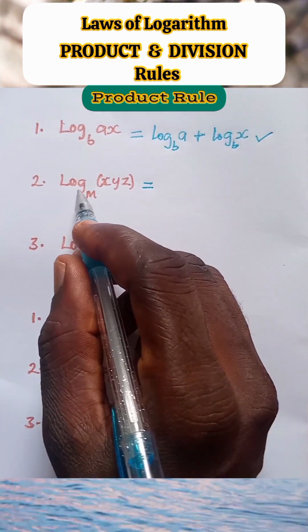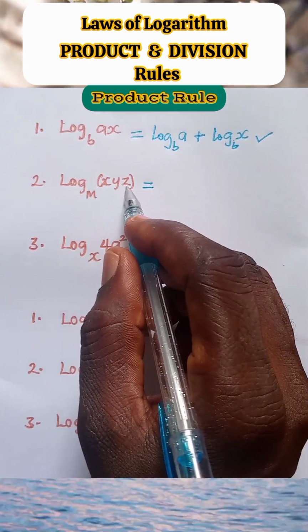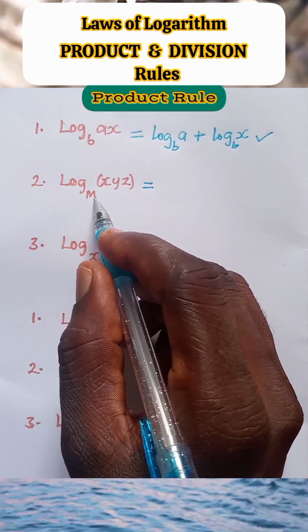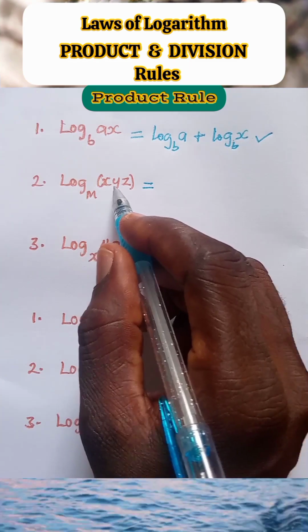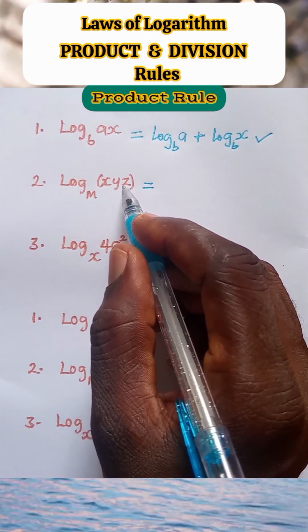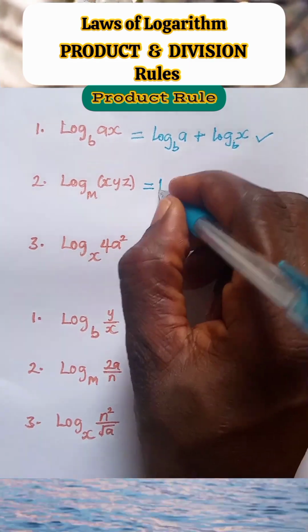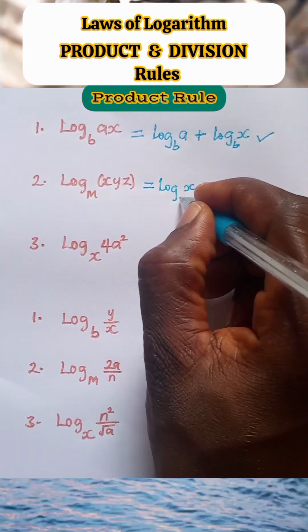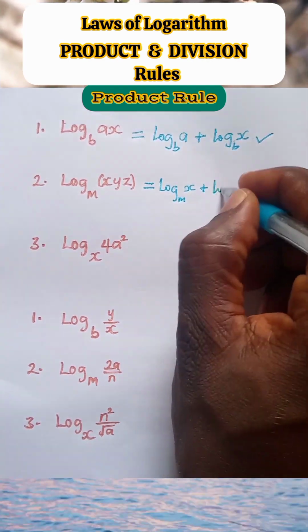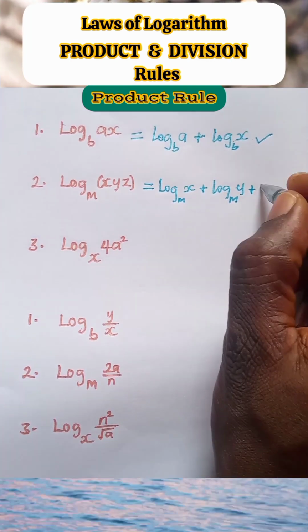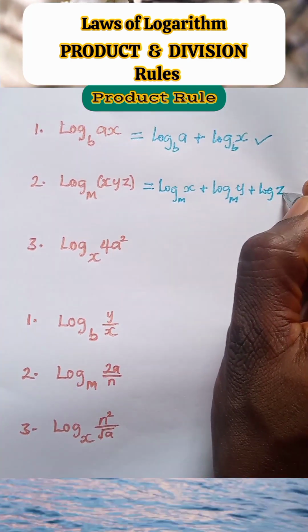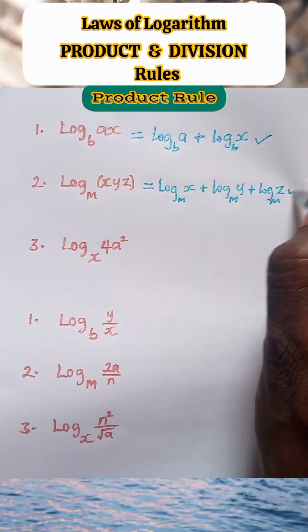Let's look at number 2. We have log XYZ to base M. Looking at the terms, they are related by multiplication, that is x times y times z. And according to the multiplication law, this will be equal to log x to base m plus log y to base m plus log z to base m.